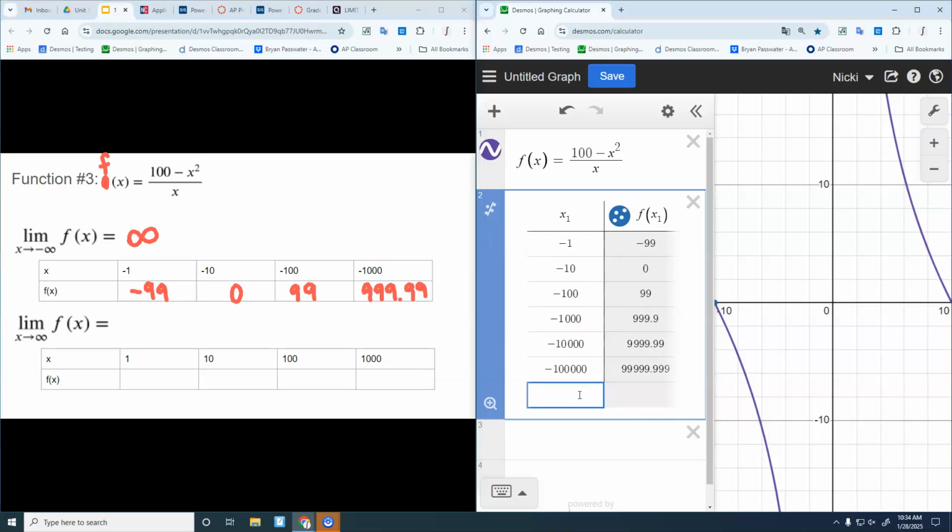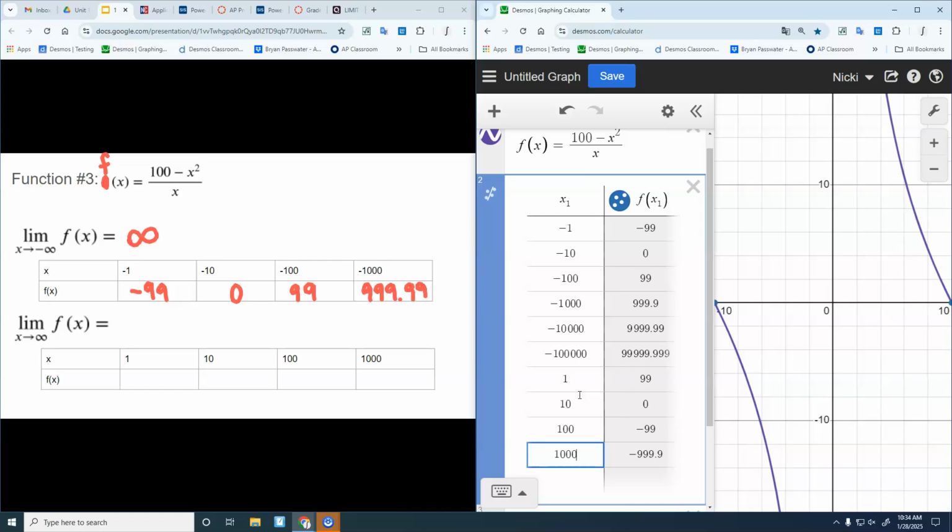So we do 1, 10, 100, 1,000. Okay. Notice here we got 99, 0, negative 99, negative 999.99. What are we approaching on the right side? Negative infinity.